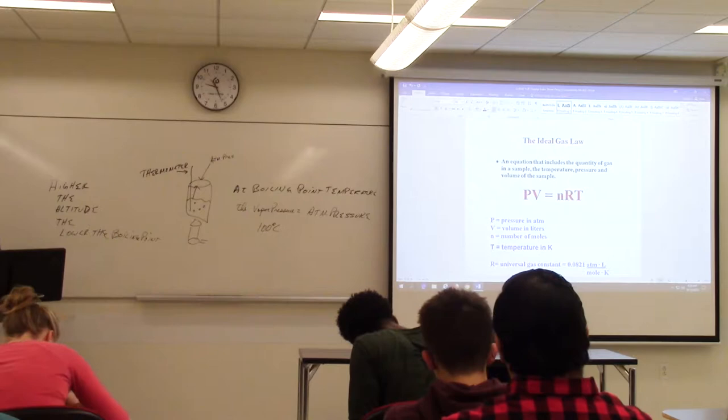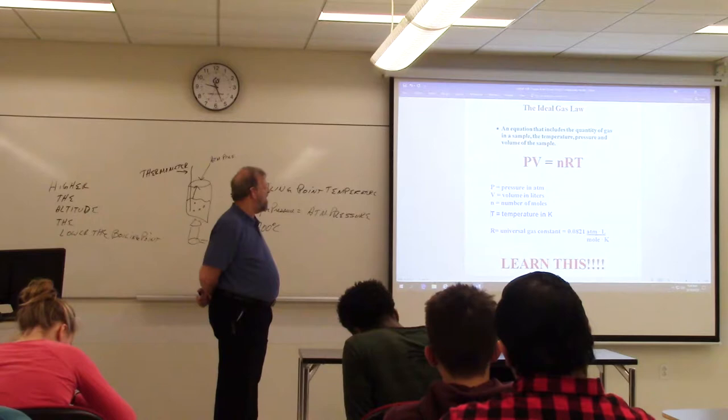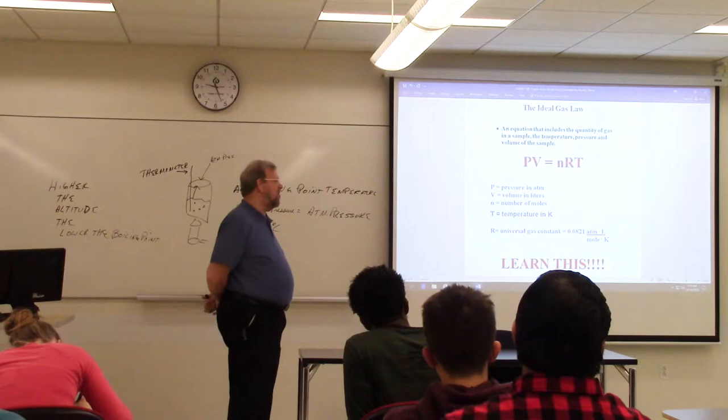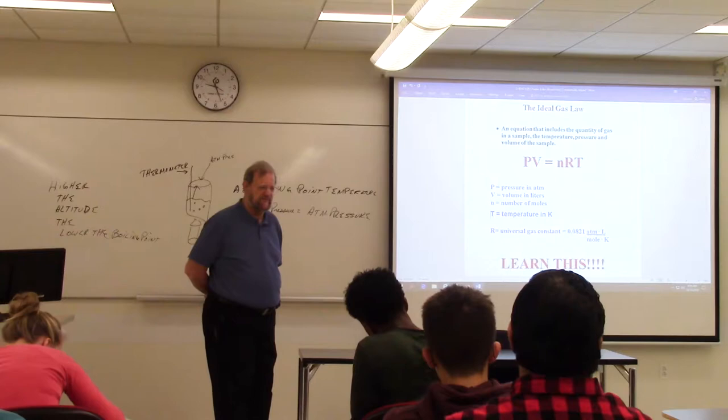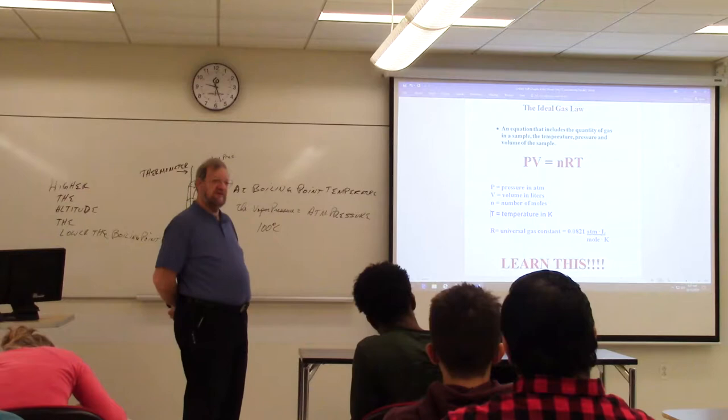the ideal gas law. The ideal gas law is an equation that indicates the quantity of gas in a sample, temperature, pressure, and volume of a sample. I'll never ask you what the ideal gas law is in words, but you should know how to use it. And the ideal gas law is PV = nRT. In all of chemistry, this is one of the most useful mathematical equations I know, other than the mole concept. Dr. White loves PV = nRT.